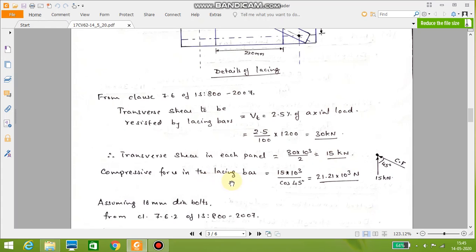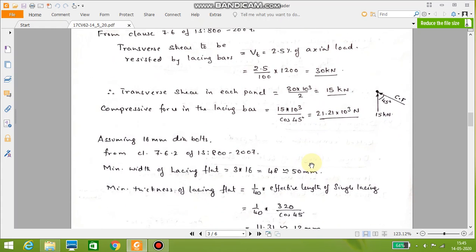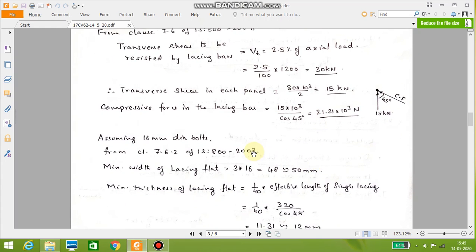Therefore, the compressive force in the lacing bar is equal to 15 into 10 raised to 3 divided by cos 45, because here I have the shear. This is a shear. This is a compressive force. This is 45 degree. So I want this. This is nothing but the 15, and I want this force. So it works out to be 21.21 into 10 raised to 3 Newton, or 21.21 kilonewton. This is the design force for the lacing.